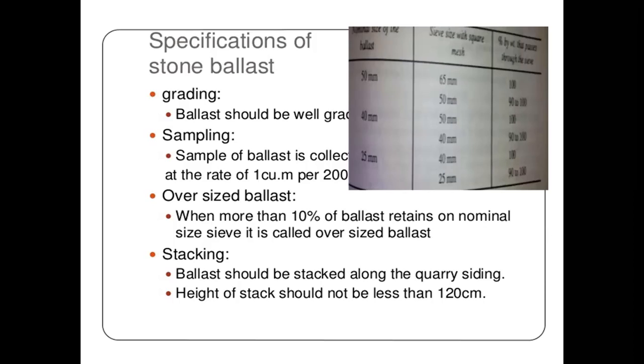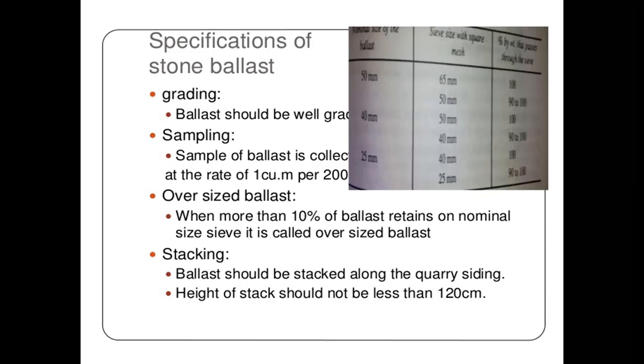Oversized ballast. When more than 10% of ballast retains on the nominal size sieve, it is called oversized ballast. When we are using ballast as a formation bed for the rails, the ballast should not have more than 10% retained on the nominal size sieve. Then it is called oversized ballast.